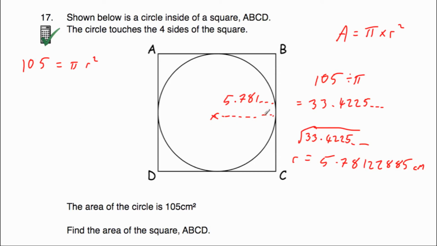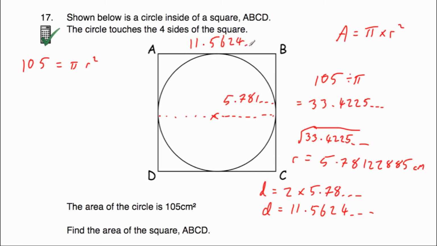Okay, so we've got the radius of the circle. Now, if you look at the diagram, the center of the circle is also the center of the square. That means if we find the diameter of the circle, that would be the width of the square. So we multiply by 2: the diameter is 2 times 5.78 and so on. On my calculator, answer multiplied by 2 gives me a diameter of 11.5624 and so on. The diameter of the circle is the same as the width of the square, so that would be 11.5624 and so on centimeters, and that would be the same as the length as well.